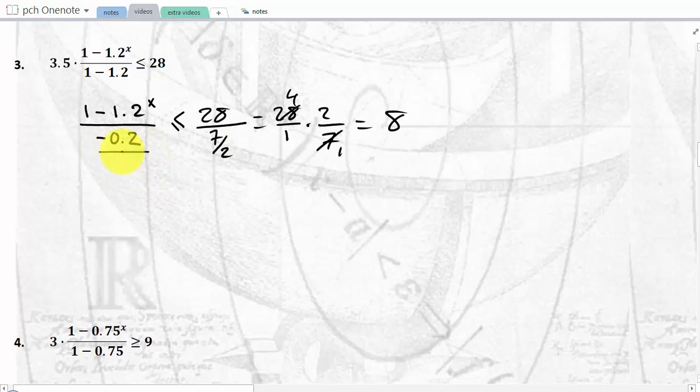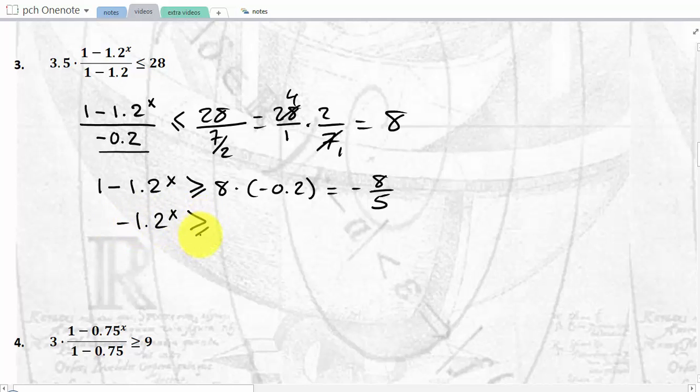So now what? Now you multiply by negative 0.02. Be careful, it's negative, so you have to flip the sign. 1 minus 1.2 to the x is greater than or equal to 8 times negative 0.02. Negative 0.02 is negative 1/5, so this is negative 8 over 5. So now you subtract 1, negative 1.2 to the x, above negative 8/5 minus 1, which is negative 13/5. You multiply by negative 1 and you flip the inequality. 1.2 to the x smaller than 13/5.